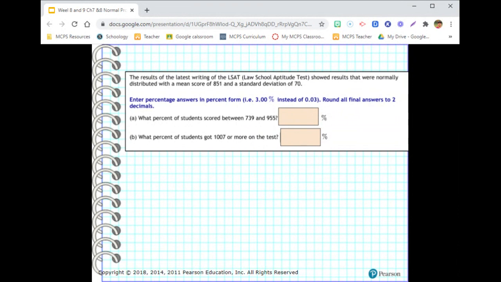0.876. A percent, you change that to percent, so 87.6%, yes. Next: students got 1,007 or more on the test. So in symbols, that's the probability of Z greater than 1,007. Same thing: second vars, normal CDF, lower is -1E99 or -9999. The upper is 1007, and the mean is 851 and standard deviation is 70.